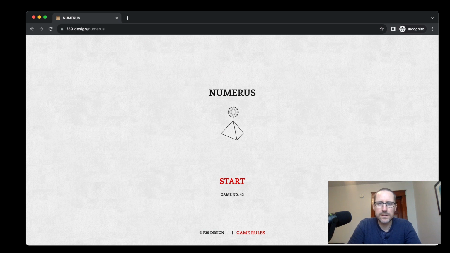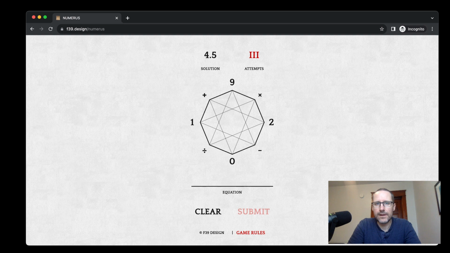So once I start the game, you can see that I have a solution up in the top left, so it's 4.5, and then there's these numbers, and you have to string the numbers together in order to create the solution 4.5, so in an equation. So this isn't right, but this would be 1 plus 9 times 2 minus 0 would be not 4.5, but you get the idea. And so you have to work within the order of operations in order to get the solution to be correct. So that's how you play the game.